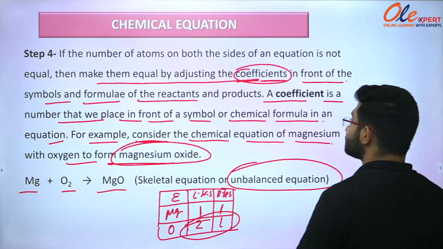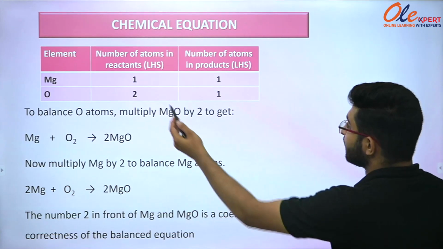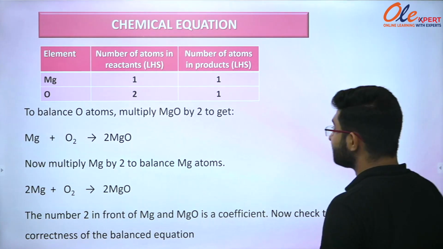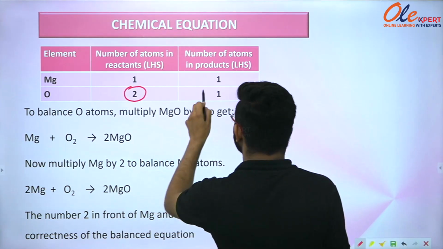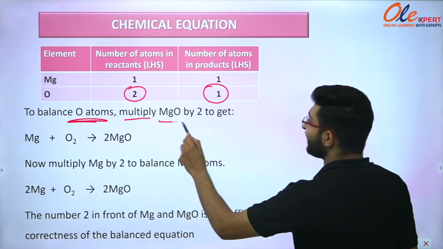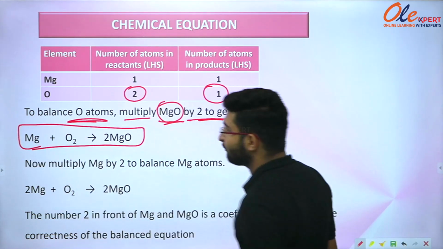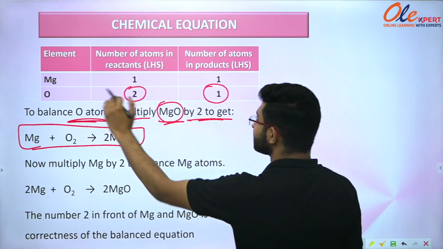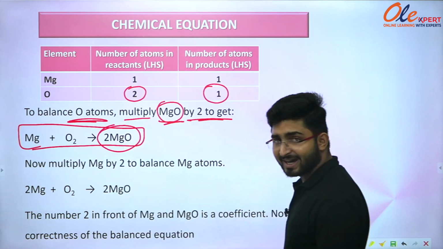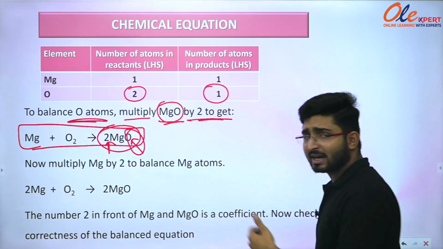So you have to balance the equation. How can we balance that? As I have written the table over here, you can see that it clarifies that the number of atoms of oxygen is not balanced. So to balance oxygen atoms, multiply MgO, that is magnesium oxide, by 2. When the number of oxygen atoms is unbalanced, you multiply the whole product by 2. But why? When we multiply the whole product by 2, we get 2 atoms of oxygen on the right hand side as well.